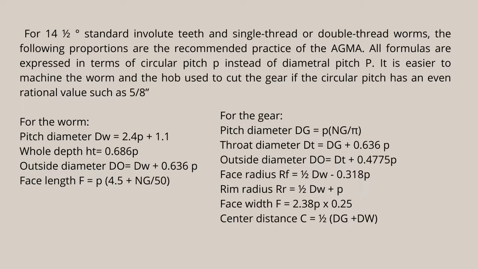For 14.5° standard involute teeth and single thread or double thread worms, the following proportions are the recommended practice of the AGMA. All formulas are expressed in terms of circular pitch P instead of diametral pitch P. It is easier to machine the worm and the hob used to cut the gear if the circular pitch has an even rational value such as 5/8 inches.